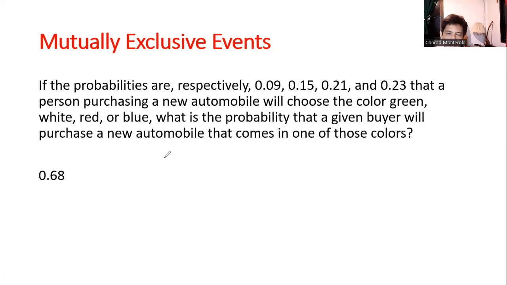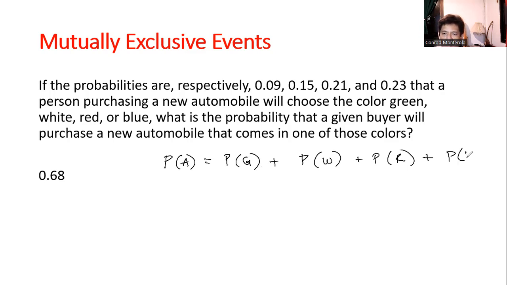0.09, parang ano lang naman to eh, the probability of, halimbawa, event A, no? So, this is equal to the probability ng green, ang bibilhin, plus probability ng white, ang bibilhin, plus probability ng red ang bibilhin o kaya probability na blue ang bibilhin. Marami pa lang blue, ano? Kasi most of the car buyers probably are guys.